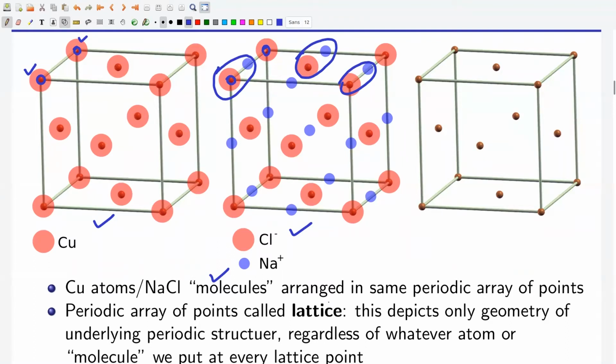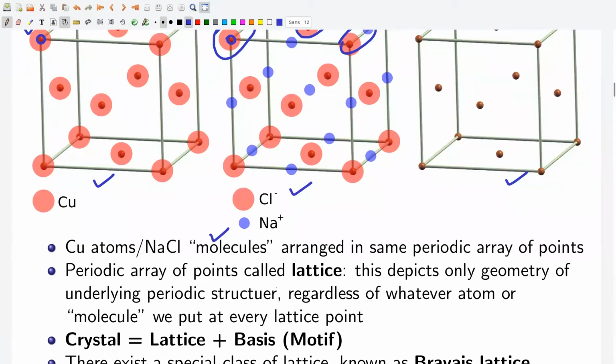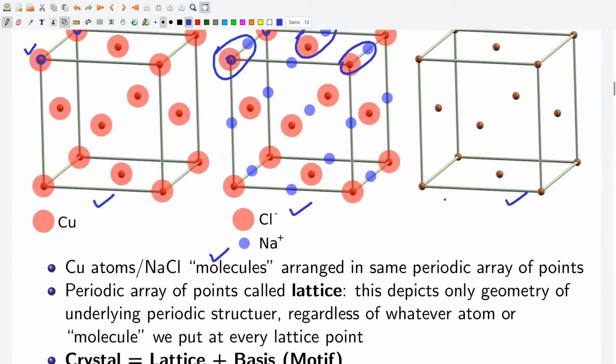Now, instead of the actual atoms or ions, if we consider only the imaginary points, then what you get is a lattice. And this shows the underlying periodicity of the crystal. Thus, you see that copper and sodium chloride both have the same underlying periodicity, and this is shown by the lattice points. The periodic array of points is called the lattice. This is what is shown here.